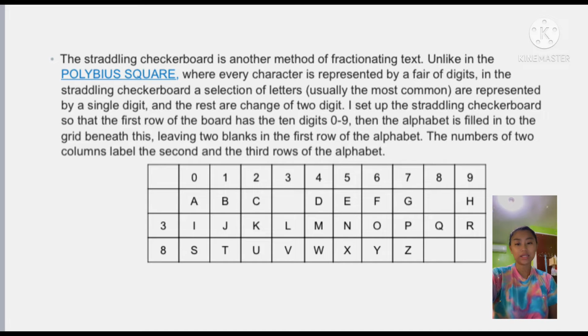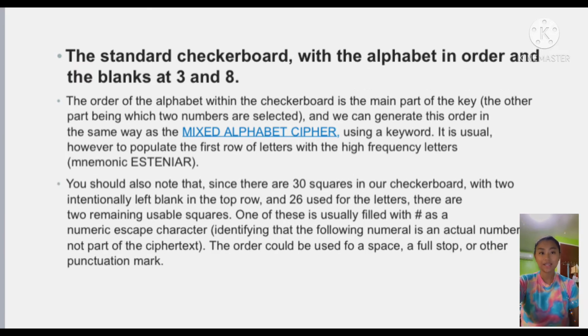I set up the straddling checkerboard so that the first row of the board has the 10 digits 0 to 9. Then the alphabet is filled into the grid beneath this, leaving 2 blanks in the first row of the alphabet. The numbers of the 2 columns label the second and the third rows of the alphabet. The standard checkerboard has the alphabet in order and the blanks at 3 and 8.